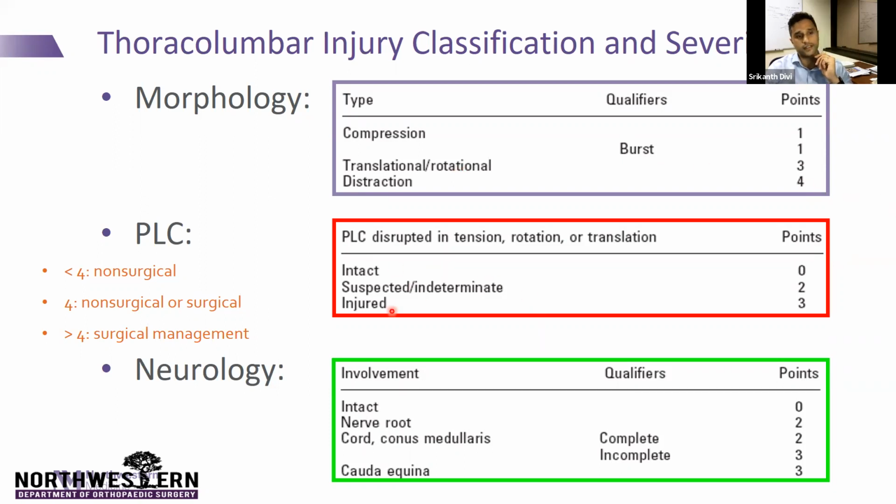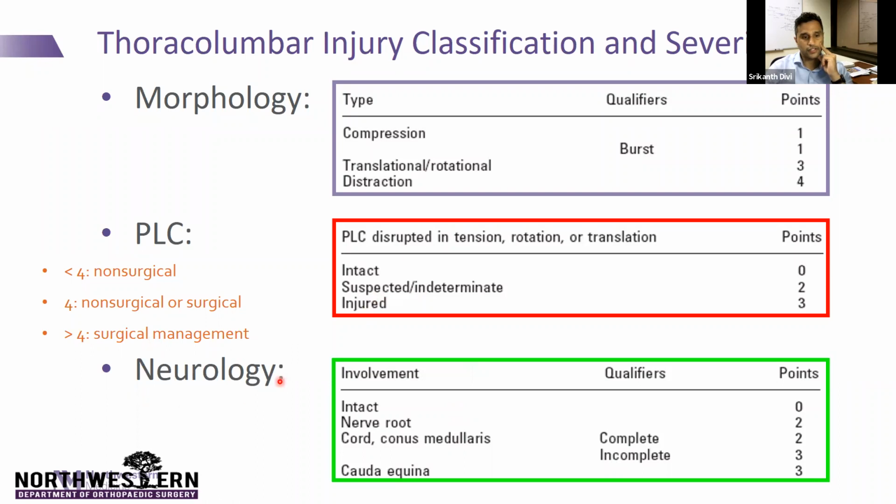Posterior ligamentous complex, also pretty important for maintaining spinal stability in terms of tension or flexion and translation. So these types of injuries are likely going to have suspected or injured PLCs. They specifically put suspected or indeterminate as a 2 point versus like a 1, or like keeping this as 0, 1, 2 to try to increase weighting towards possible intervention. This is determined on axial imaging, either CT or more commonly MRI.